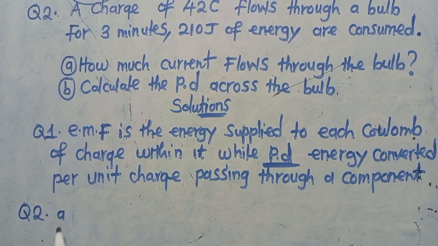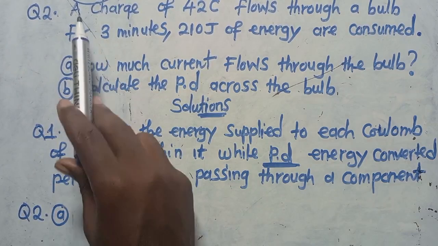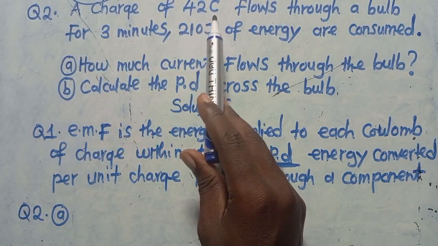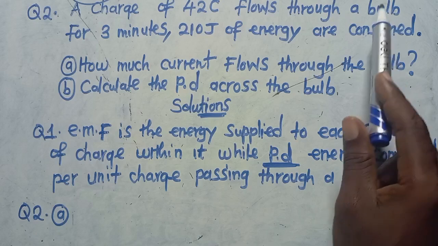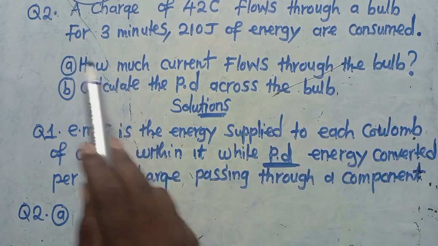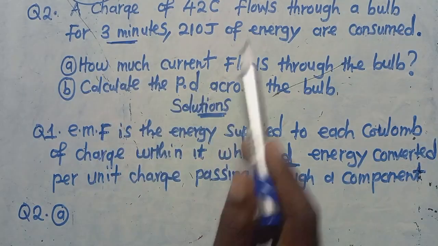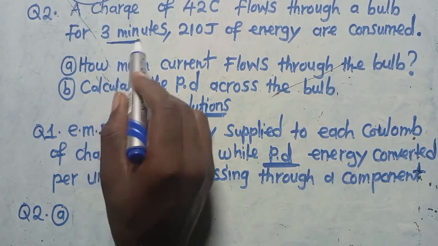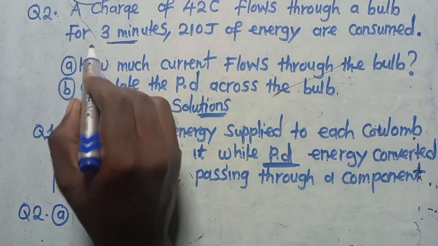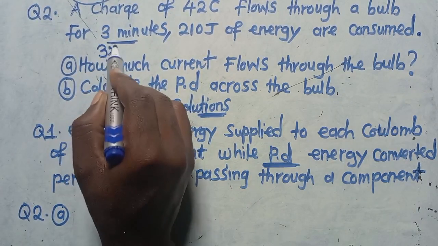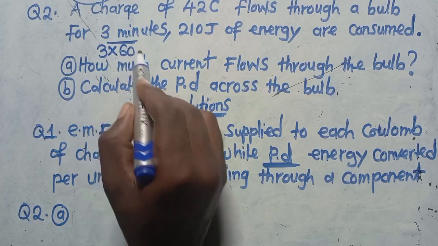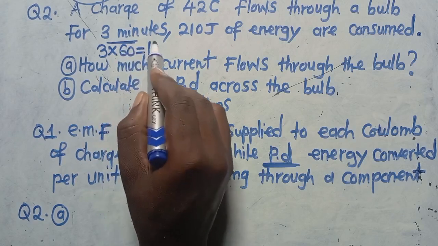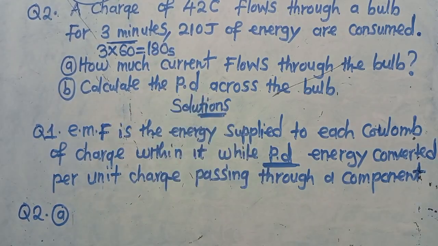Question number 2A. The question is saying a charge of 42 coulomb flows through a bulb for 3 minutes. Whenever we are talking about charge in a circuit, we need to make sure that we change the 3 minutes to seconds. You know that 1 minute is 60 seconds, so 3 times 60 is 180. So that is 180 seconds. We change in advance; we need to make sure that time is in seconds.